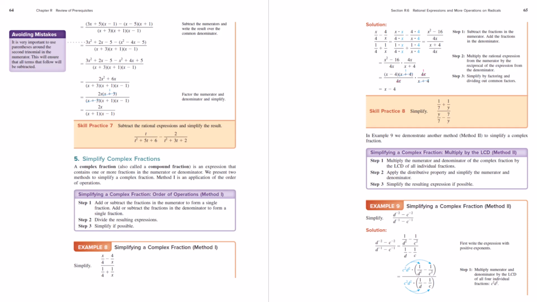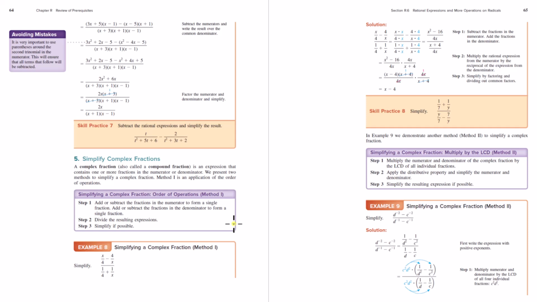Okay, we're picking up where we left off in the previous video. We're going through this final section in the pre-algebra chapter, which is mainly on rational expressions, but we're also going to talk about some additional operations on radicals at the end of this video.